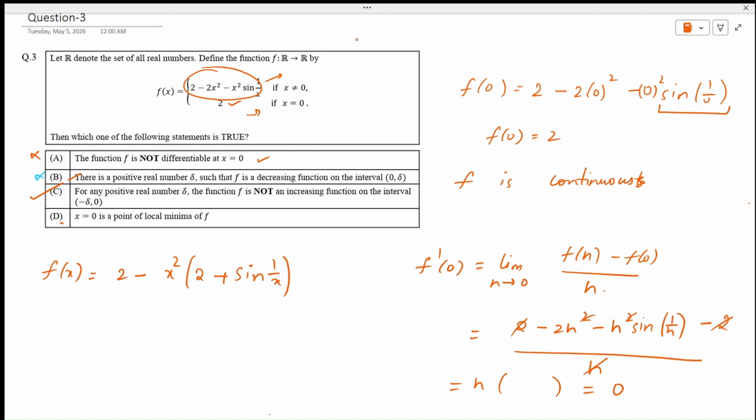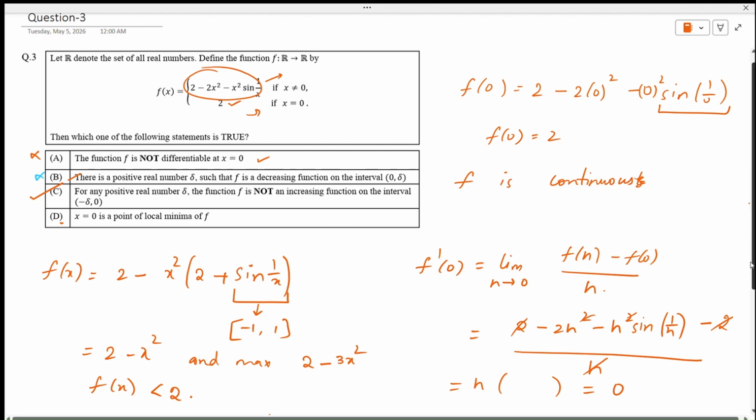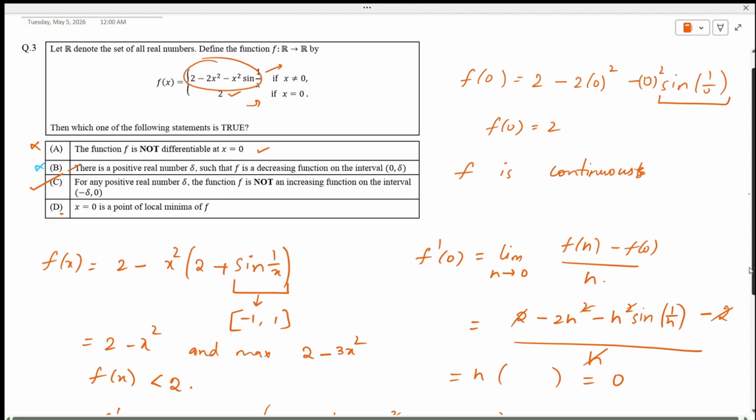That's right. We know that sine of 1 by x has a range from -1 to 1. So at minimum, we will be getting 2 minus x square, and at maximum, if we substitute the maximum here, we will be getting 2 minus 3x square. In both cases, f of x is less than 2.